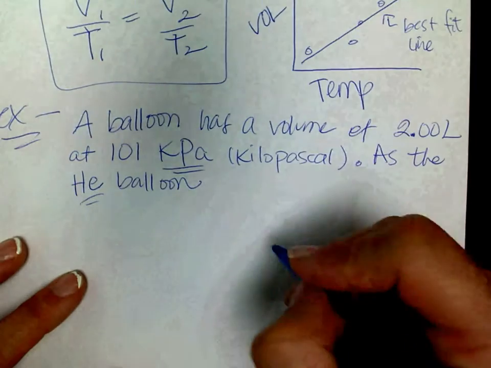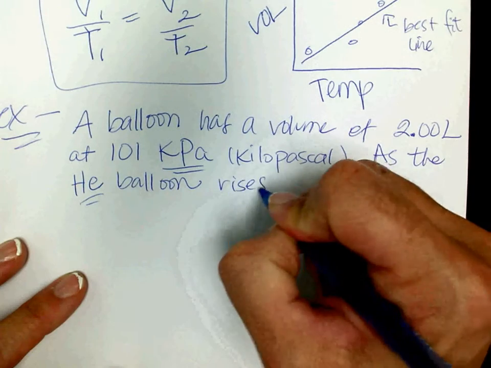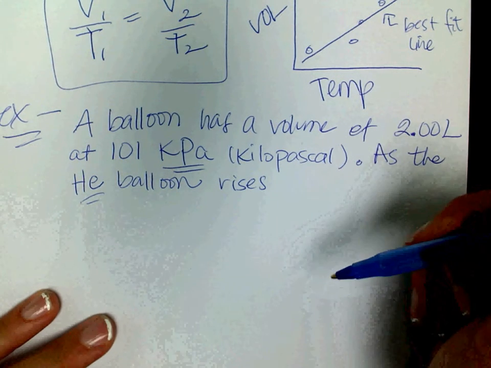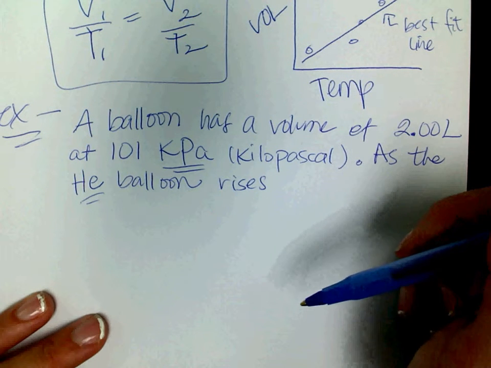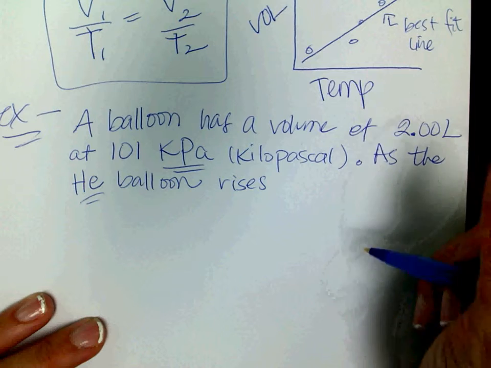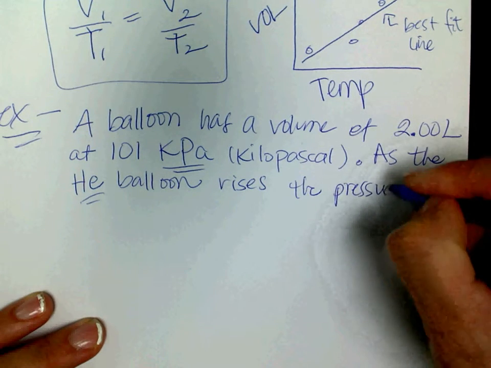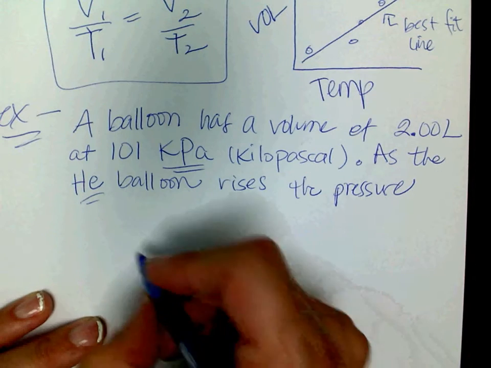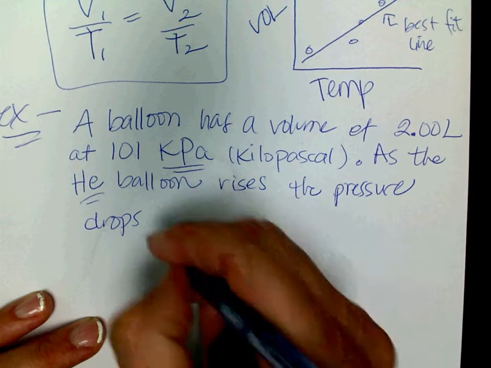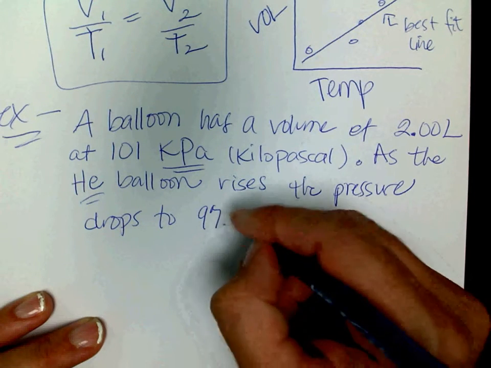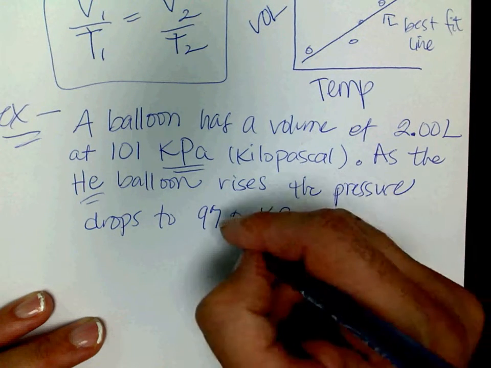As the helium balloon rises, now this refers to what Cole was asking about earlier. As the balloon rises, where's the balloon going to? Up in the sky, okay? The pressure, what happens to air pressure? Increase or decrease? It decreases. It drops to 97 kilopascals.